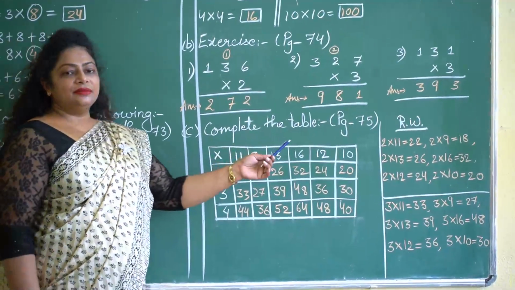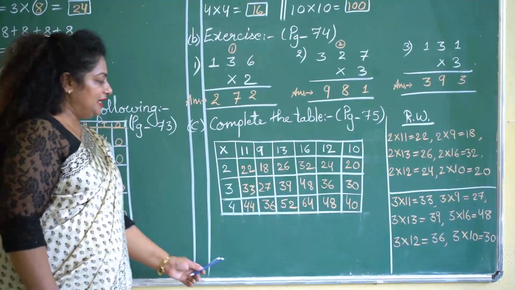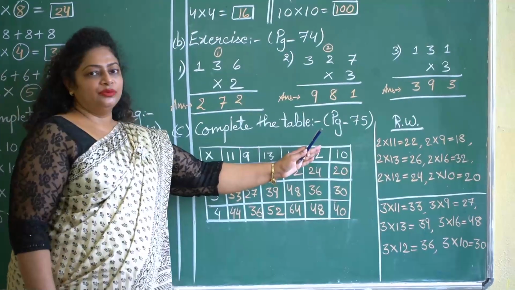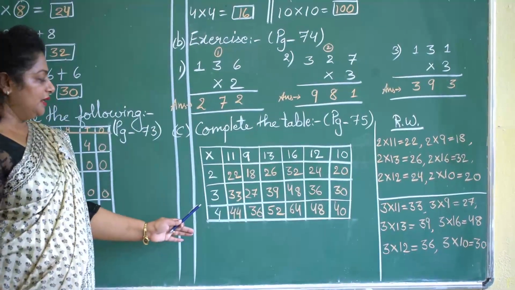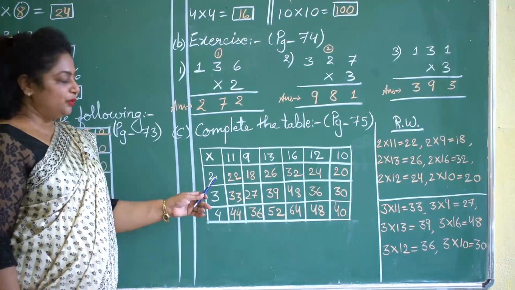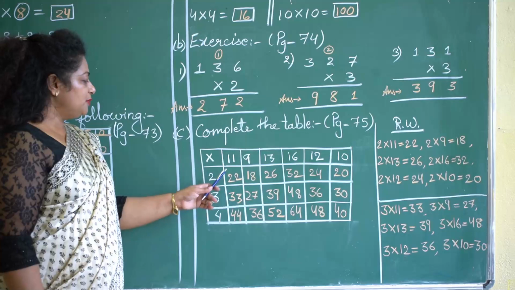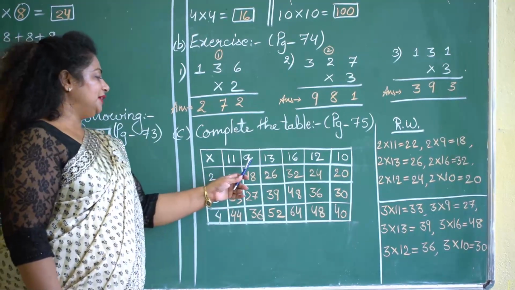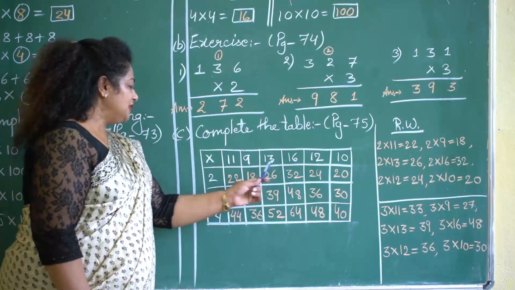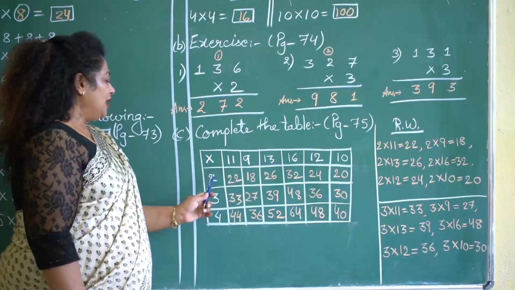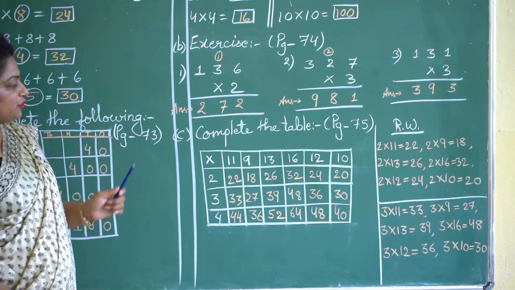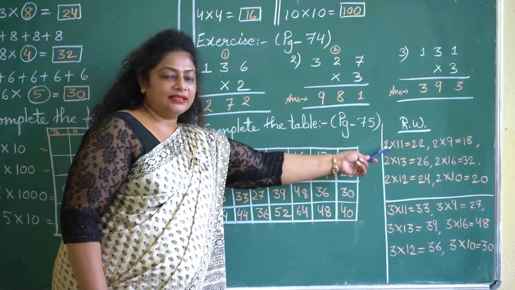It is given on page number 75. There is one table given to you and some numbers are given to you horizontally and vertically. So we have to multiply the number 2 which is given to you by 11, then 2 is multiplied by 9, then 2 is multiplied by 13, then 2 is multiplied by 16, 2 is multiplied by 12 and 2 is multiplied by 10, and then we'll get the answers. As I have shown you in the rough column, let us see.